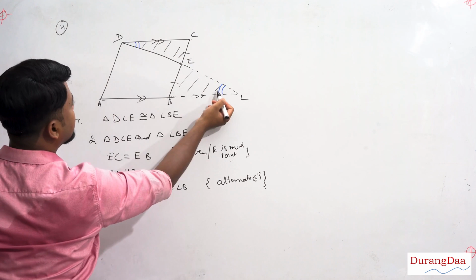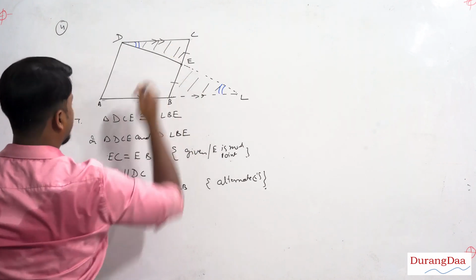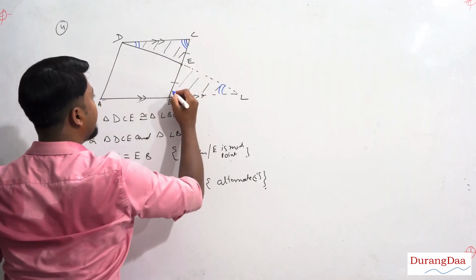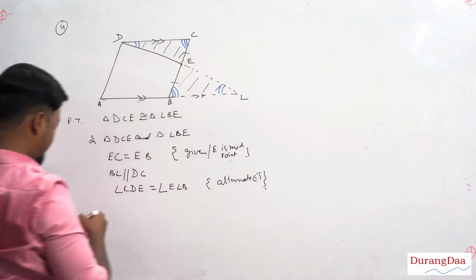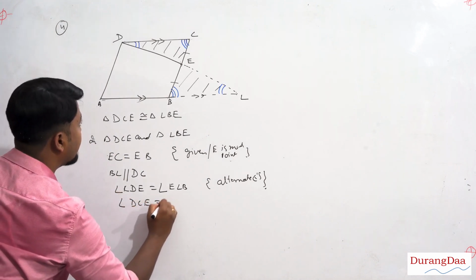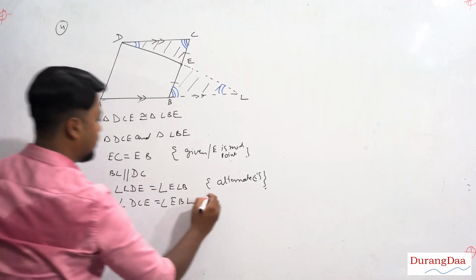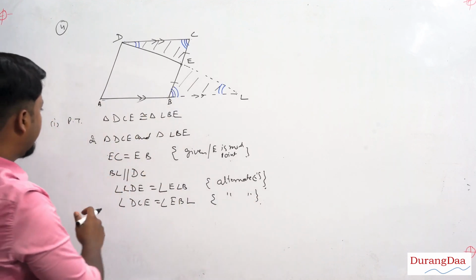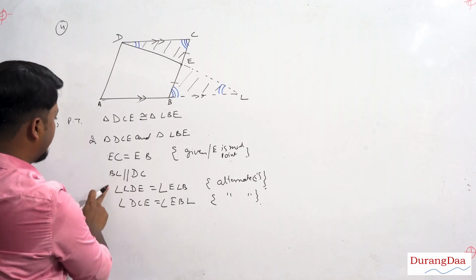Next one, side is there, angles is there. Same way, this angle should also be equal to this angle. Again, alternate angles, because DC is parallel to BL. Mention it here. Angle DCE is equal to angle EBL. Again, the reason is alternate angles. Alright. So, we got one side equal, and two angles equal.